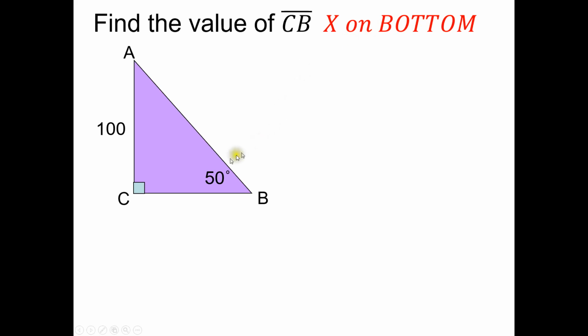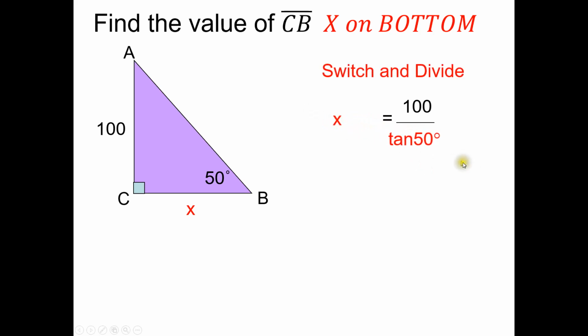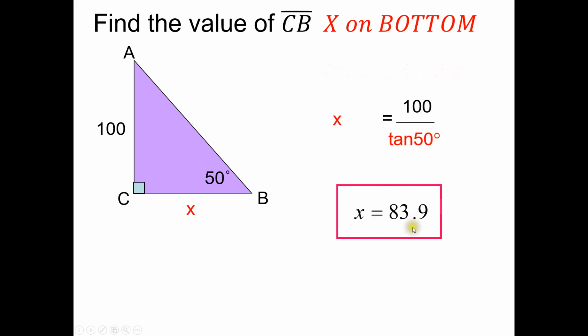Okay, x on bottom now. From this angle, we're trying to find CB, so let's put an x on there. So opposite is 100 this time, not x. 100 over x. If it's opposite over adjacent, it's got to be tangent. So tan of 50 is 100 over x. Opposite is on top, 100. And if you have x on bottom, you remember what we do? Yeah, you have to switch. They switch places and you divide. So switch and divide. 100 divided by tan 50 will give you 83.9 for this length, CB. That's x on bottom. You switch them and divide.